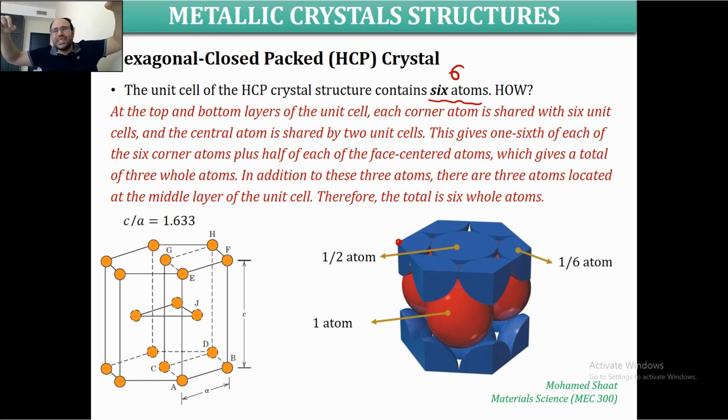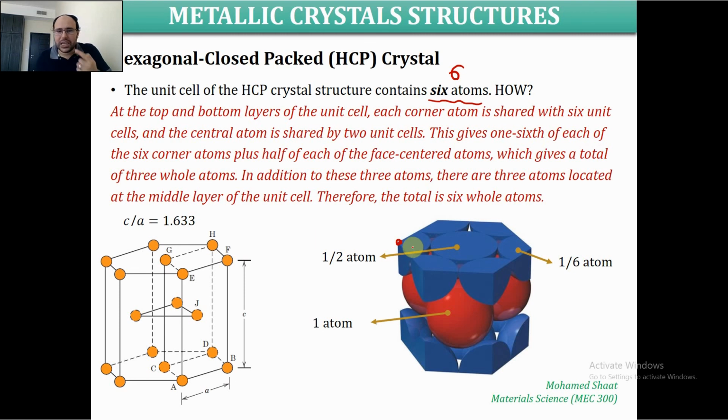This atom is shared between 6 unit cells, not 8 like the cubic case. In the cubic crystal structures, the corner atom is shared between 8 atoms. Here it can be shared between only 6 unit cells. There is no other option. The atom located at the corner can be shared between 6 unit cells.